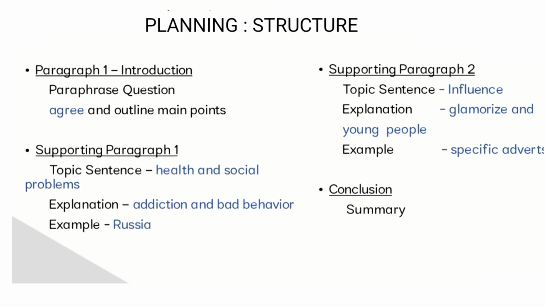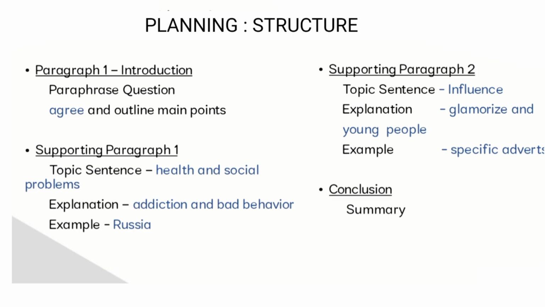Supporting paragraph 1 contains a topic sentence, which is the first reason why we are agreeing. Here, our reason is health and social problem. Then we have to explain that. How are we explaining that? We will ask questions like why, how, so what, and then the answers to those questions we will write as our explanation.